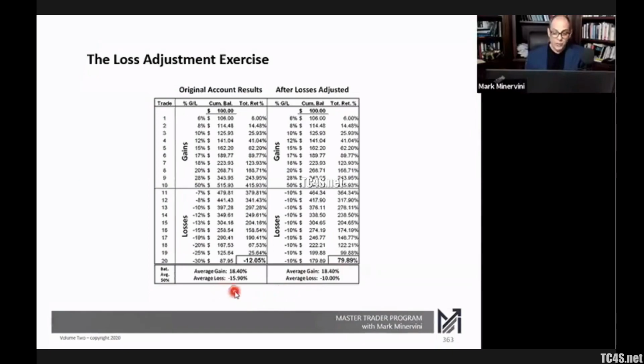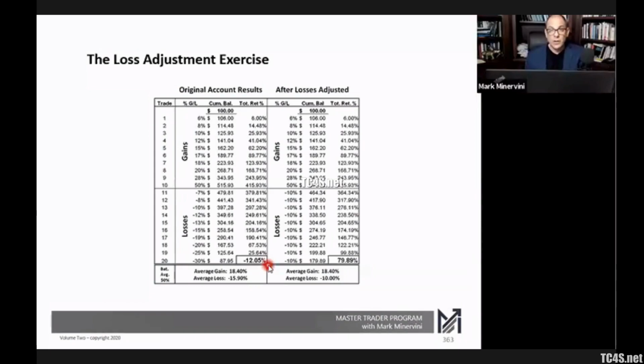And the loss goes from 15.9% to 10% on average. Not a huge difference, right? It's not like there's some gigantic change. You cut the loss from 15.9 to 10%, and look at the difference in the performance. Now, these are numbers. This is math. Math doesn't lie. 1 + 1 = 2. You can run these numbers.